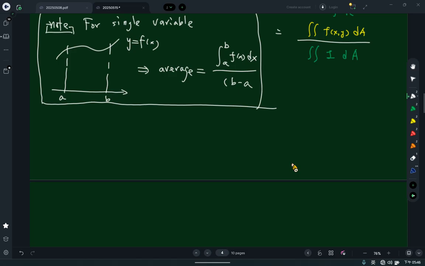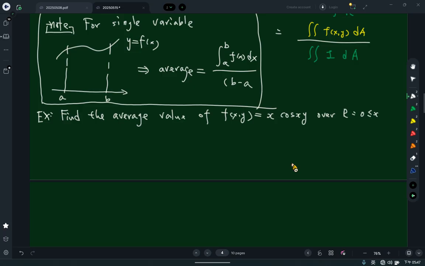So I can give you a simple example. Find the average value of f of x, y is equal to x times cosine of x y, over the region R, which is bounded by x ranging from 0 to pi and y ranging from 0 to 1.